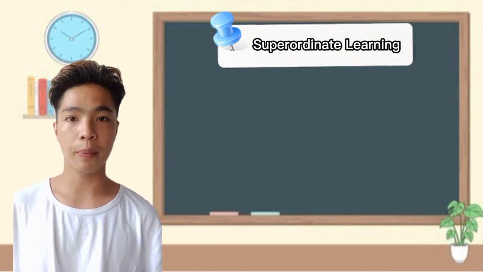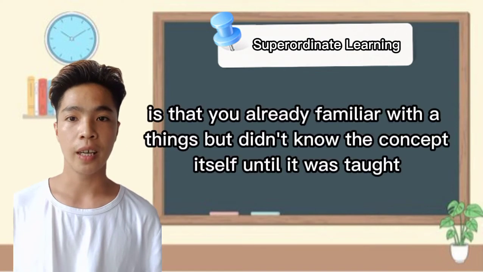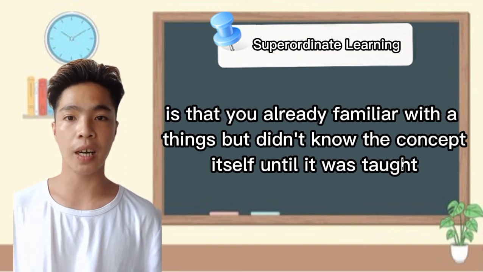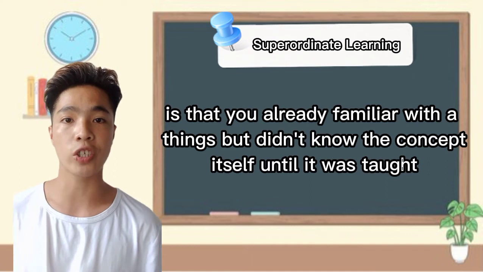Now, let us talk about the third process of meaningful learning, the superordinate learning. It is when you are already familiar with the things but didn't know the concept itself until it was taught.